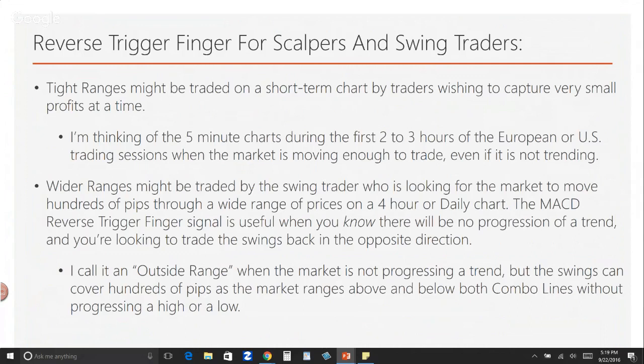I have a name for this. I call this the outside range, when the market is not progressing the trend, but it makes these swings that can cover hundreds of pips as the market ranges above both combo lines, both moving averages, and then below both moving averages, and then below, above, and then below. And it's really not progressing the high or the low at all. So whether you're a scalper looking for very tiny pieces of action, or you're a swing trader that's looking for something that's got a little more space going on, that reverse trigger finger signal is incredibly useful for helping you pinpoint those swings when they happen with the likelihood of momentum.